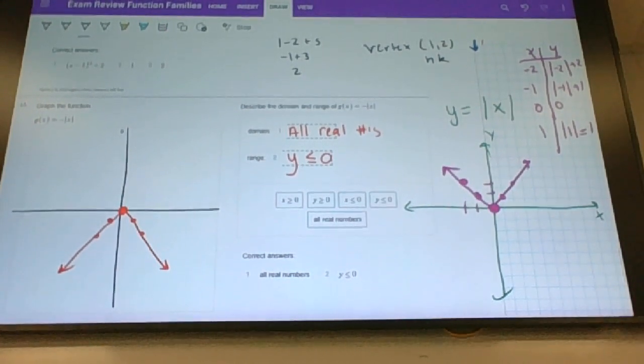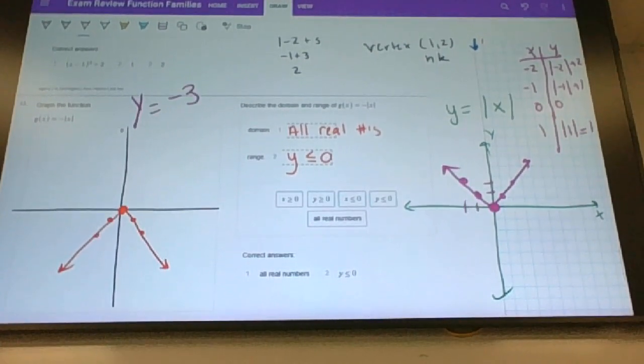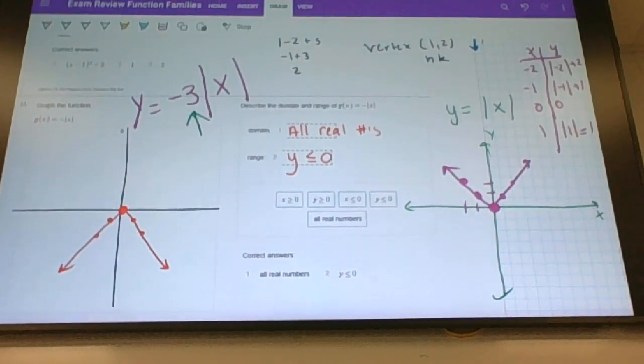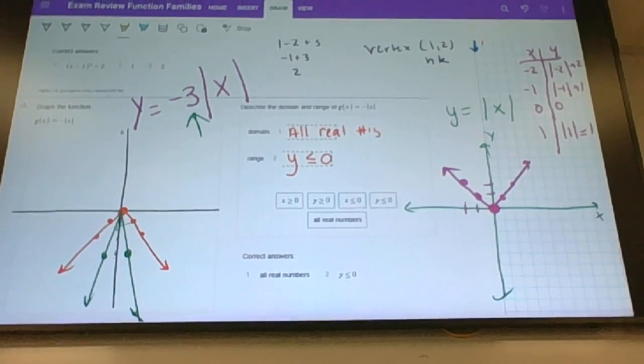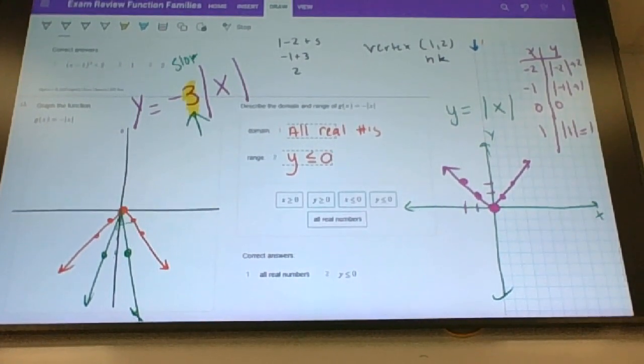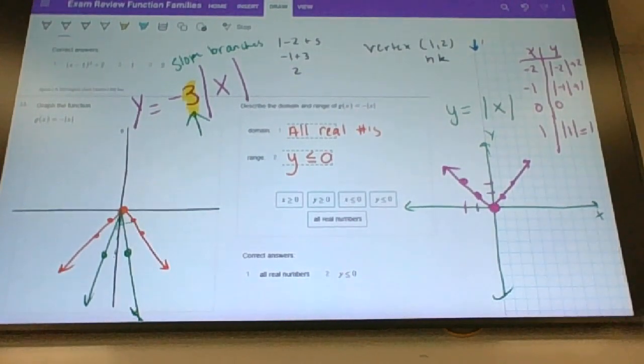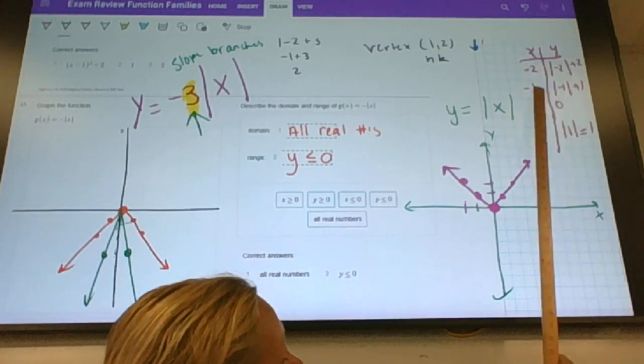What would happen if we had something like negative 3 absolute value x? How would this 3 change the V shape? It's the same V. It's a stretch. It'll have a slope of 3. So instead of down 1 over 1, I'd have to go down 1, 2, 3 over 1. Down 1, 2, 3 over 1. So the number in front of an absolute value is the slope of the branches. That's if you were making a table, what number you would put in.